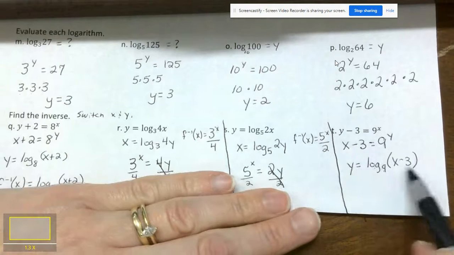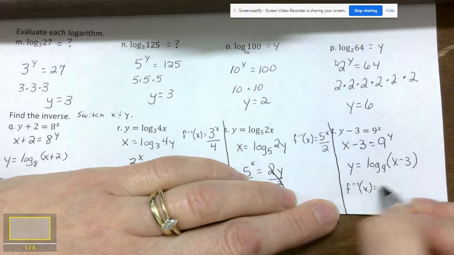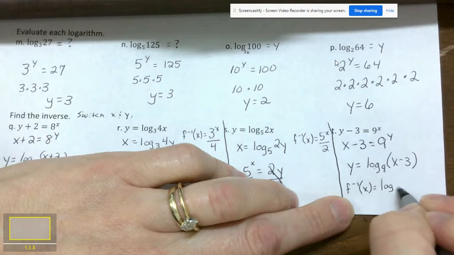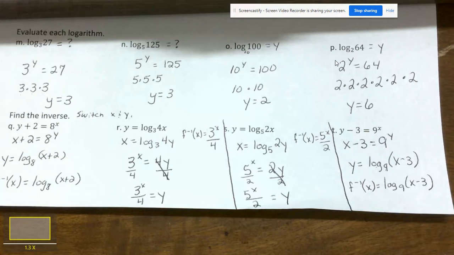Now we already have y equals. So we're just going to replace that y with f inverse of x to get log base 9 of x minus 3. And we have our inverses.